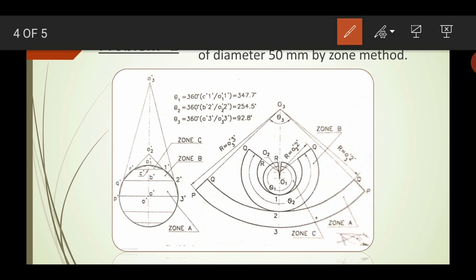And then for zone B, you just take the second angle. You just take the O2 point. How you are getting the O2 point, from the distance, how you are getting the O2 point.